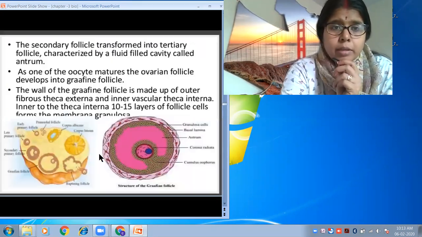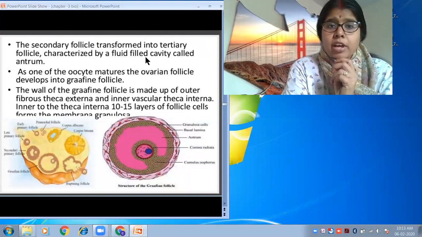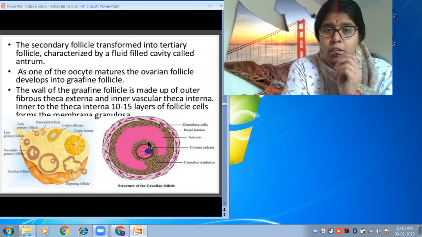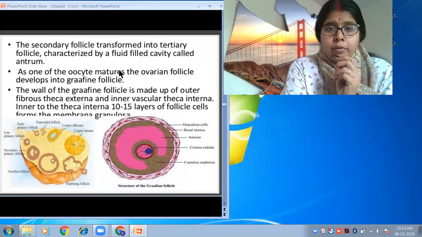Then the secondary follicle transforms into the tertiary follicle, characterized by a fluid-filled cavity called the antrum. When fluid, some liquid, forms inside the follicle, that cavity is called the antrum, and the mature form is called the Graafian follicle.